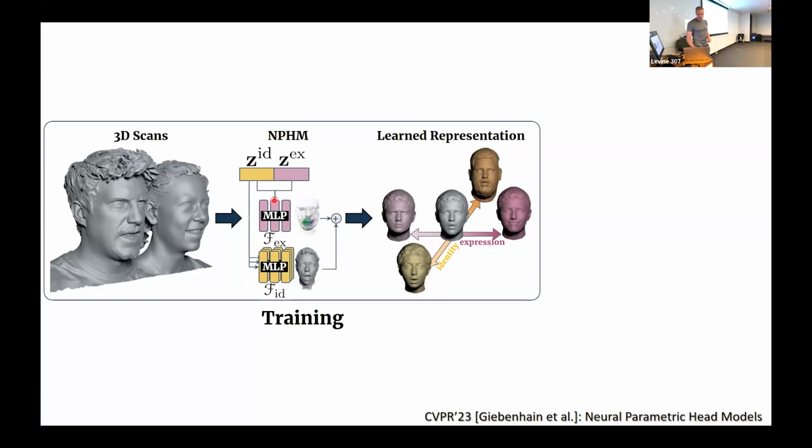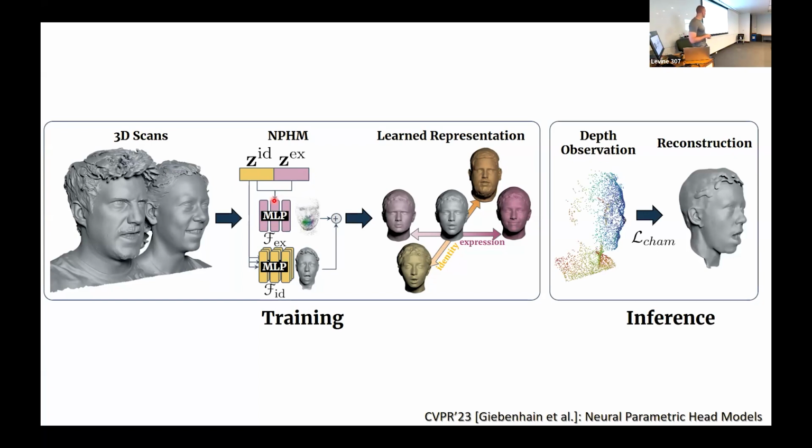And then at inference time, you just take these MLPs. You have a depth observation. You keep the MLP itself fixed, and you just backpropagate through the network and optimize for the latent codes, and then you get the respective 3D reconstruction.